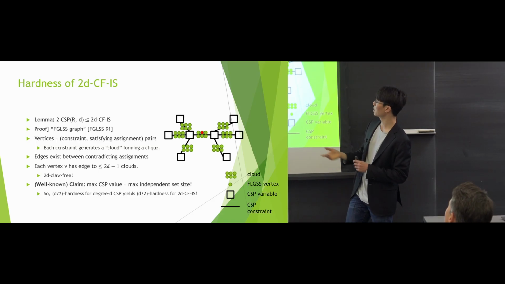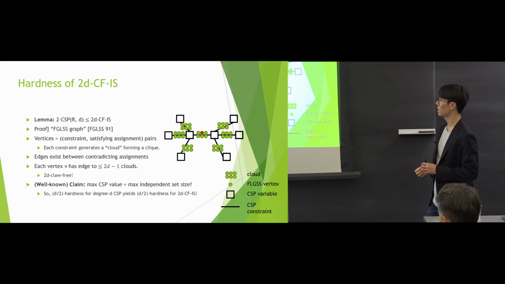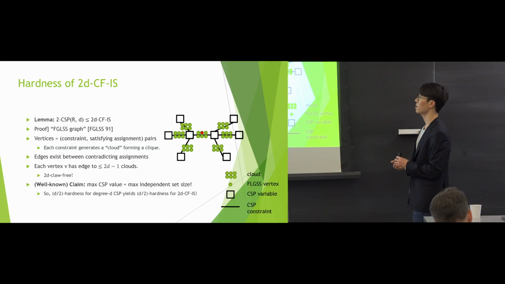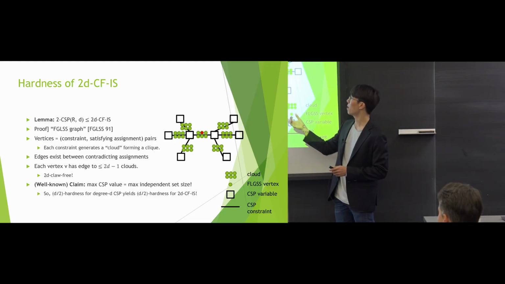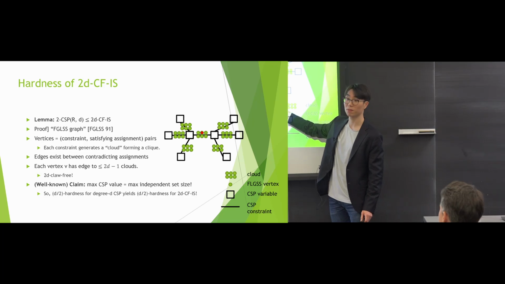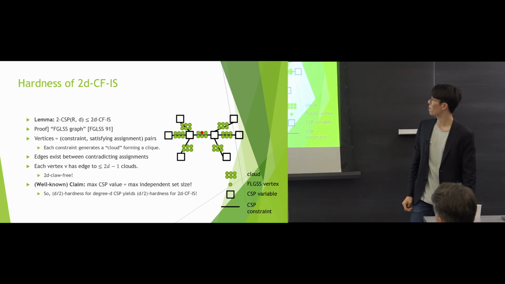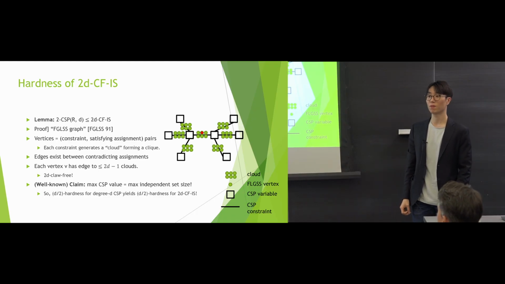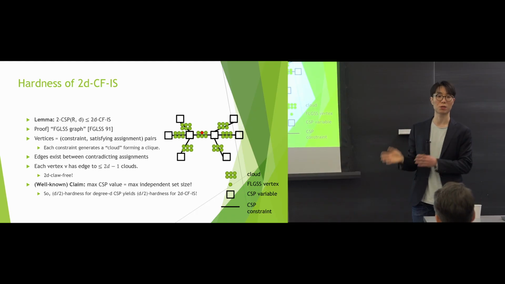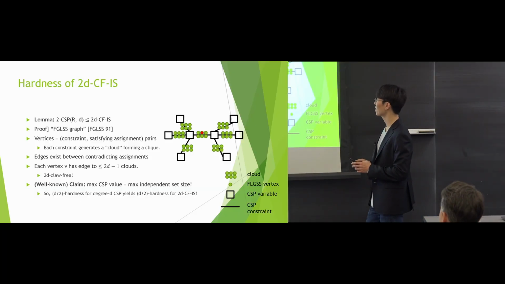So this reduction easily tells you that it's 2D Clough-free, and the hardness, which is D over 2, is exactly preserved here. So you get D over 2 hardness for 2D Clough-free independent set. If it's a D Clough-free independent set, then the hardness ratio becomes D over 4. Again, another classical thing.